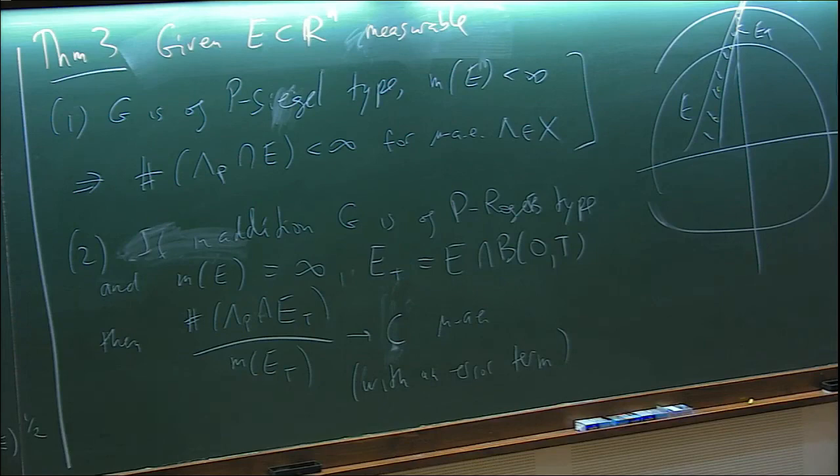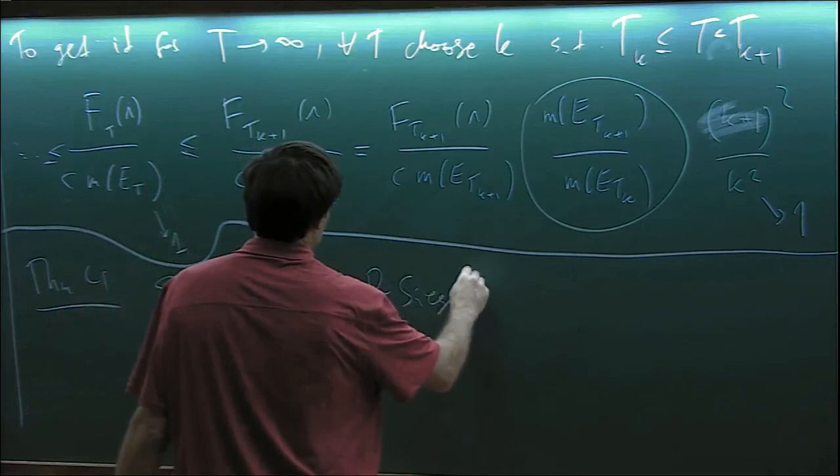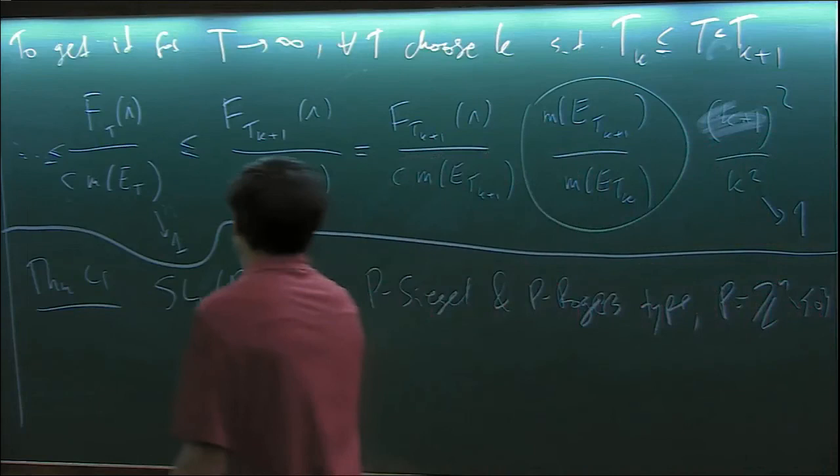How is it possible? Let me state Theorem 4, which says that, for example, SL_n(R) is of Siegel and Rogers type. Say P is Z^n minus zero, and let me assume that n is at least two, and here n is three.